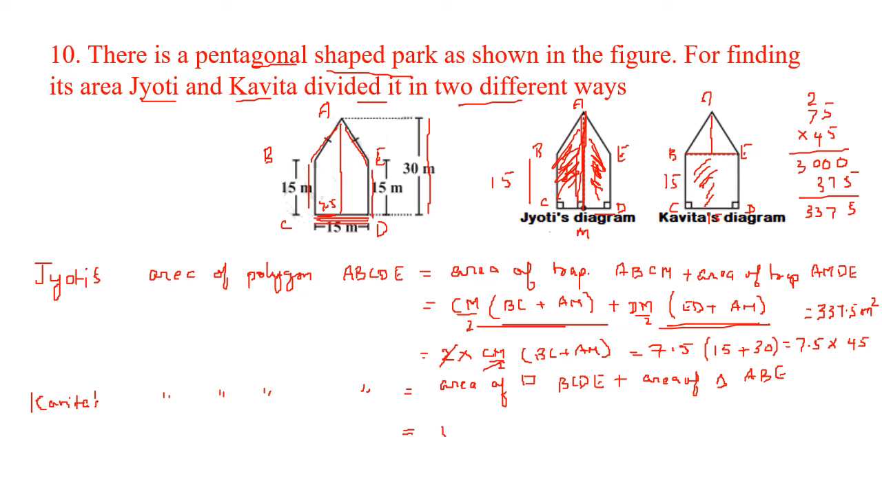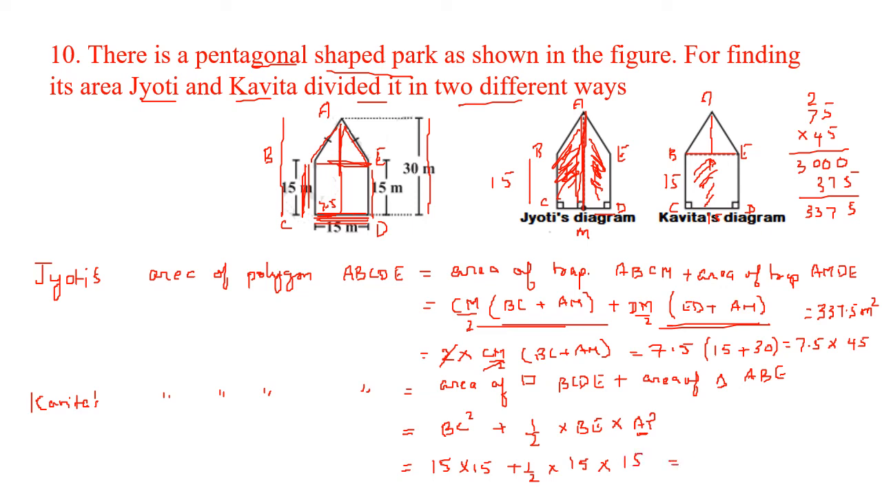So side of the square is BC square plus area of the triangle is half into base, that is BE, into altitude, that is AP, let me call this P. So I have got 15 into 15 plus half into BE. Now this base is 15, so BE will also be 15. So 15 into AP. Now this whole thing is 30 and this is 15, so AP will be 30 minus 15, that is 15.